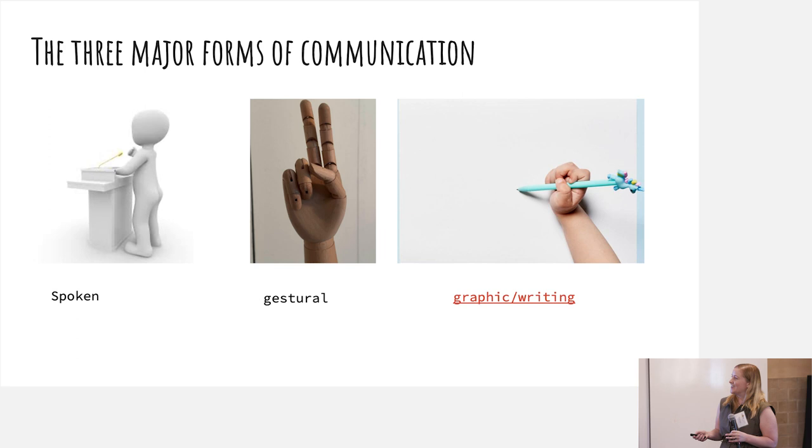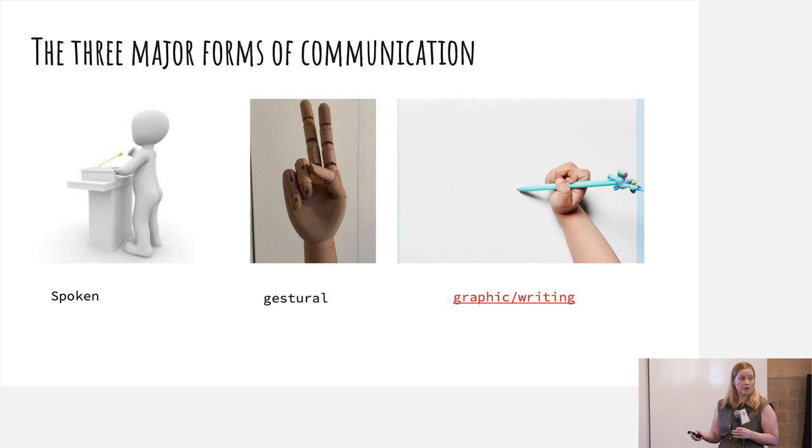So we have three major forms of communication as humans. The first is what I'm doing right now, right? So spoken. The second would be gestural, including body language. These two are both human universals, meaning that no matter how big or small the society is, no matter how remote they are, they all do these things. And that is because when something's a human universal, it was essential for our survival.